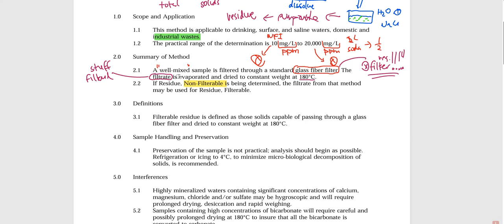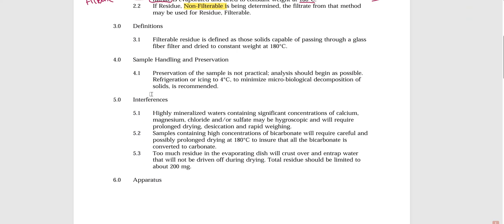Number 3 says definitions. Filterable residue is defined as solids that are capable of passing through the glass fiber filter. We talked about this already. That's great. I have this idea of what's happening now. Section 4 says sample handling and preservation. 4.1 says preservation of the sample is not practical. Analysis should begin as soon as possible. Refrigeration or icing to 4 degrees Celsius, which will minimize microbiological decomposition of the solids, is recommended.